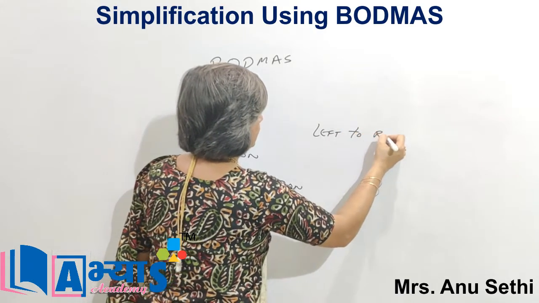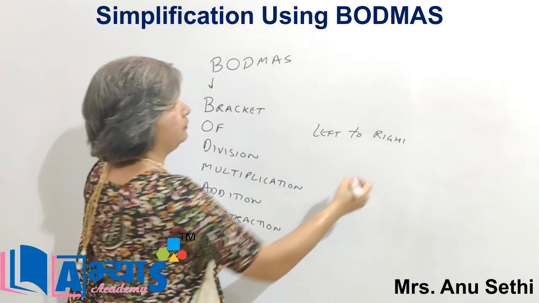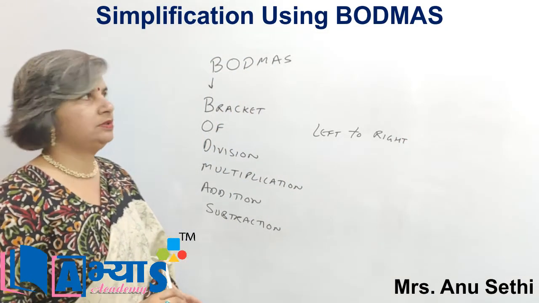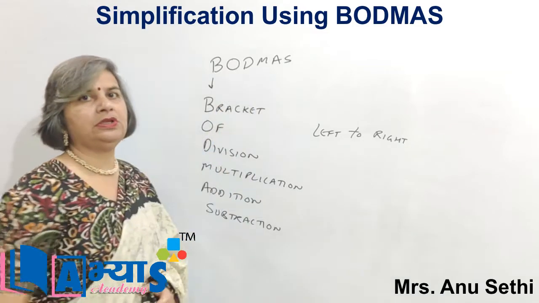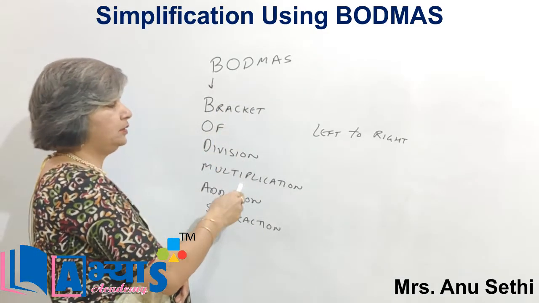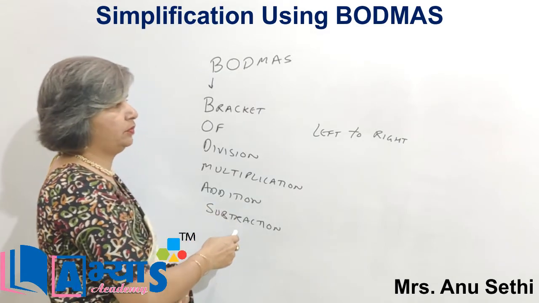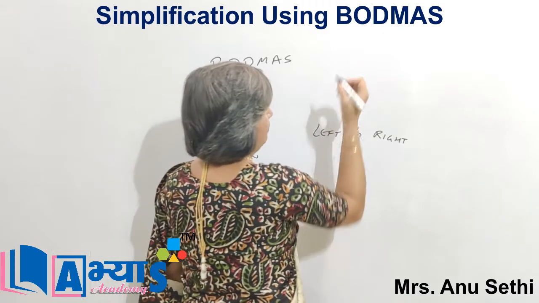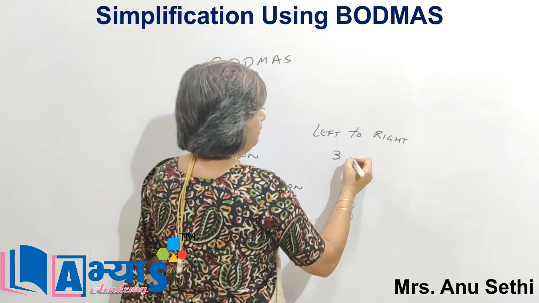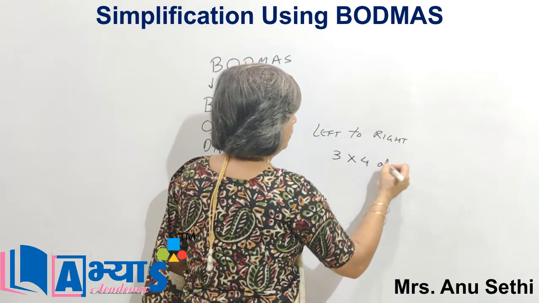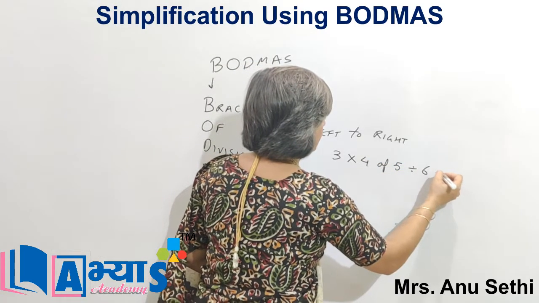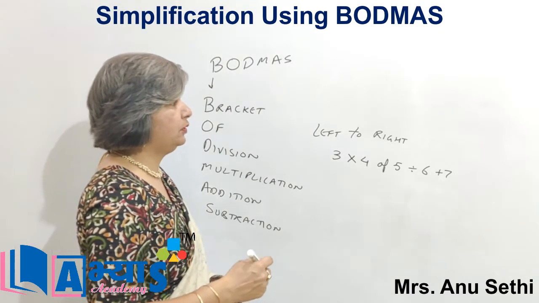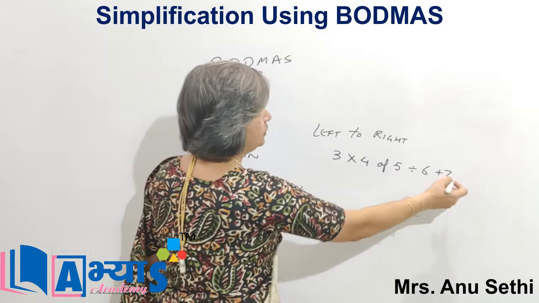to right. That means whenever we are given an expression and we are supposed to solve it, we will first solve the brackets, then the of operator, then division, then multiplication, addition and subtraction, going from left towards right. For example, I have to solve 3 into 4 of 5 divided by 6 plus 7. If this is an expression which I have to solve, I will start from left and go towards right.